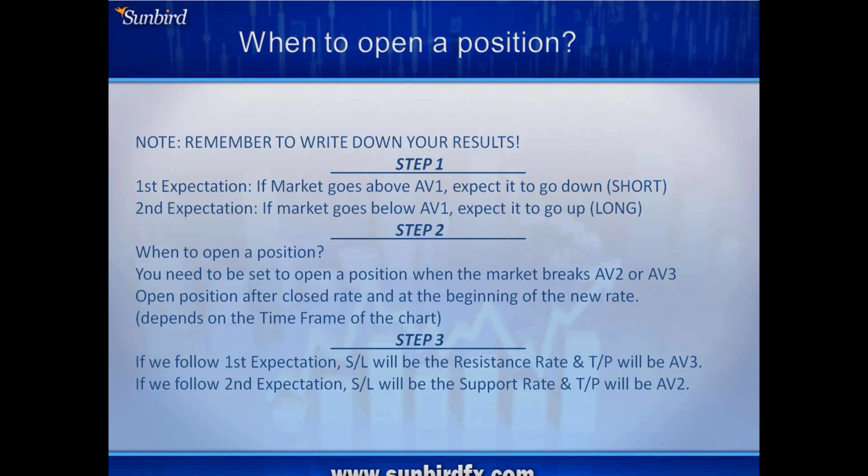Now, where to put our stop loss and where to put our take profit. Very, very simple. If we follow our first expectation, stop loss will be the resistance rate and take profit will be average 1. Our first expectation tells us if the market goes above average 1, expect it to go back down.